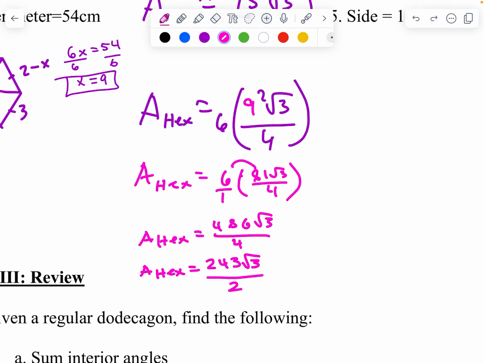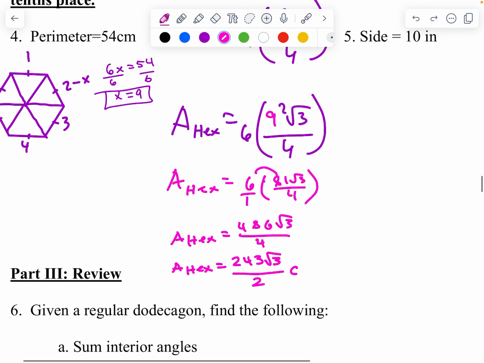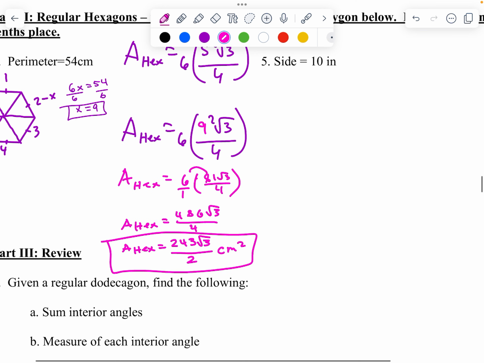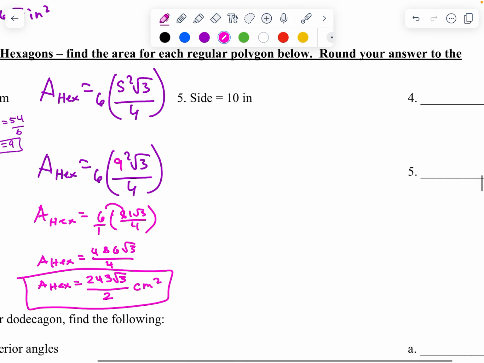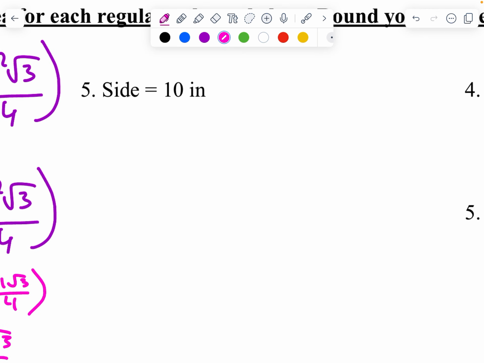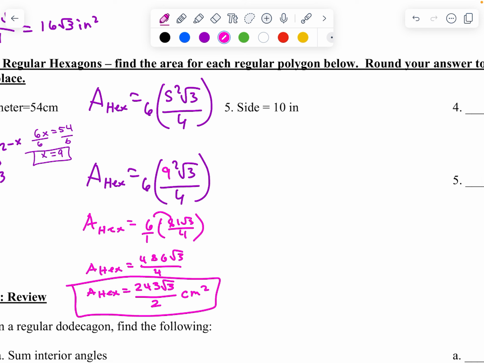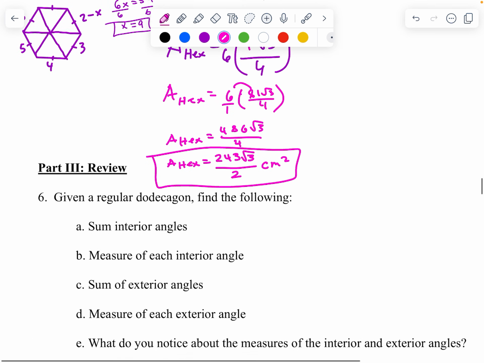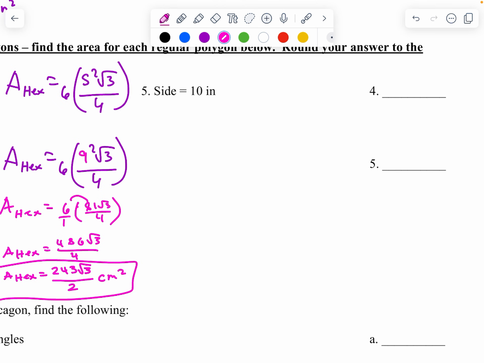Oh, and this is going to be centimeters squared. Done. That's my answer right here. And again, the way that we do it is by finding the area of one equilateral triangle and multiplying it by 6. Since you know the side length here, you should be able to do that one as well. But I think the key had it incorrect.